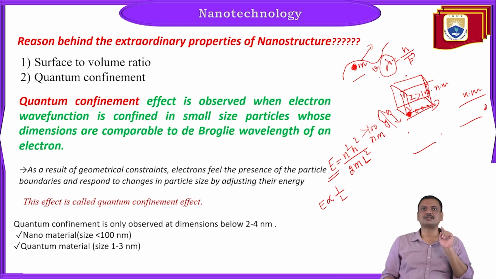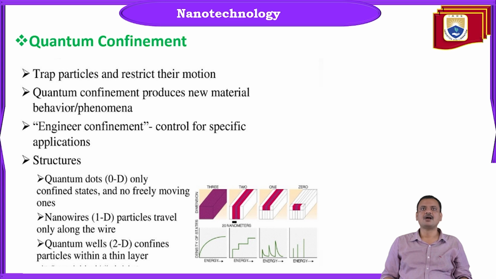So these two things, surface to volume ratio and quantum confinement, are the primary reasons behind the extraordinary properties of any nanostructure. The quantum confinement traps the particle and restricts its motion. The electrons available inside the particle cannot move beyond a certain restricted portion. So this is a kind of confinement, and quantum confinement produces new material behavior and phenomena.